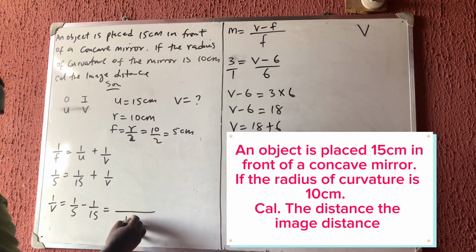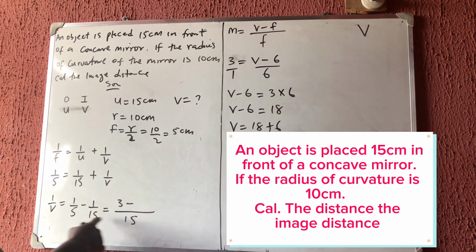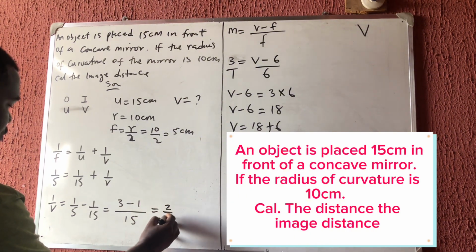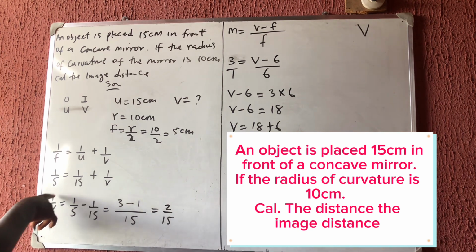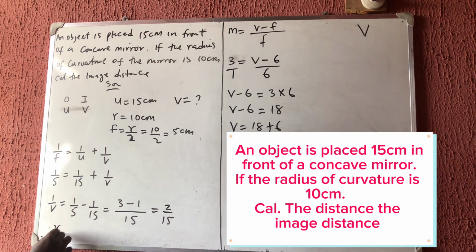The LCM here is 15. 15 divided by 5 is 3, 3 times 1 is 3. Minus 15 divided by 15 is 1, 1 times 1 is 1. So I'm left with 2 over 15, and this is 1 over V. If this turns upside down, this will turn upside down, so V over 1 will be 15 over 2, which is 7.5 cm. So that is what we are asked to find.